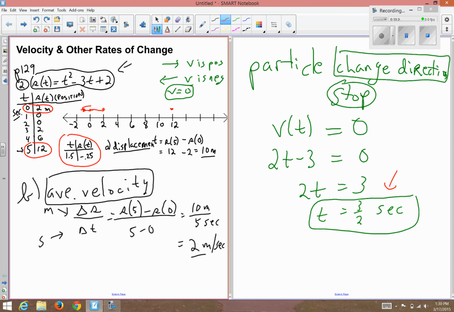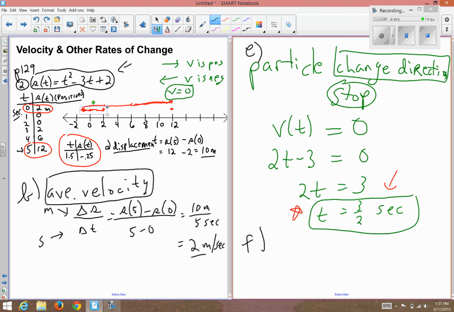And then after 3 seconds, it's back at 2. After 4 seconds, it's all the way over here at 6. After 5 seconds, it's all the way over here at 12. So it went from here, going to the left for a while, stopping to change direction, and then eventually ending up way over here at 12. So from this, we can answer part F. This was the answer to part E.